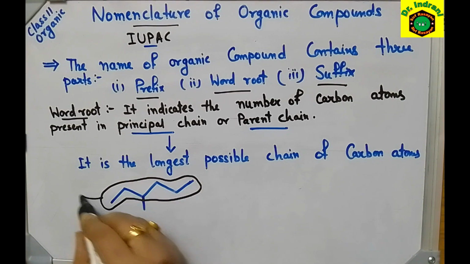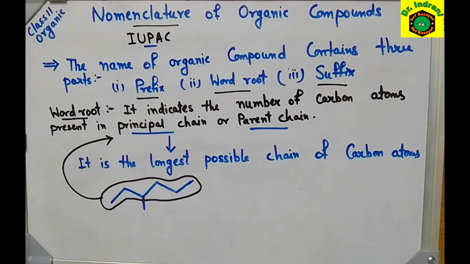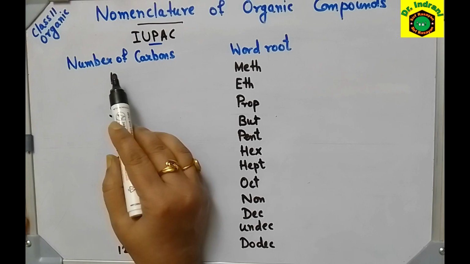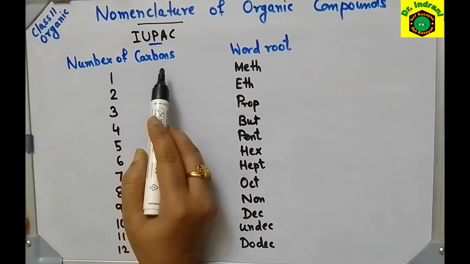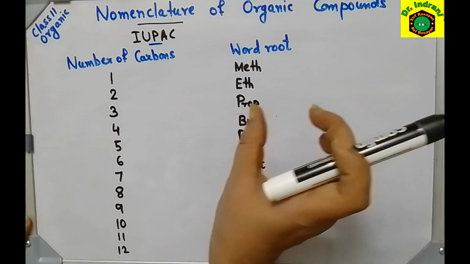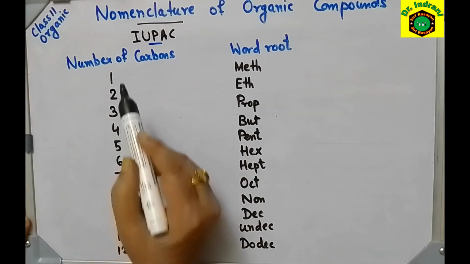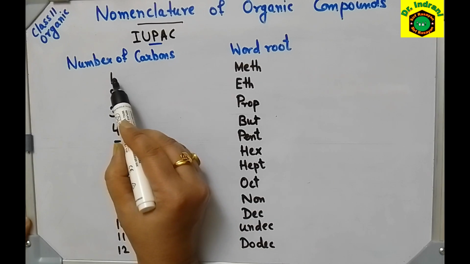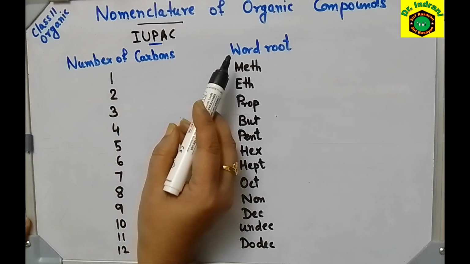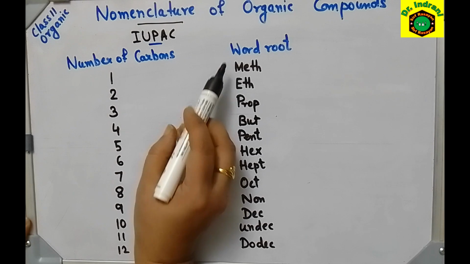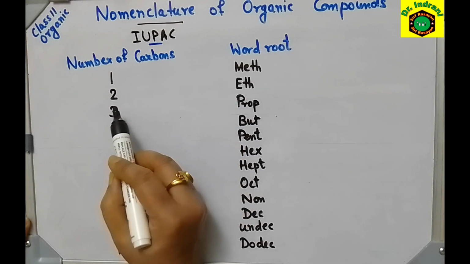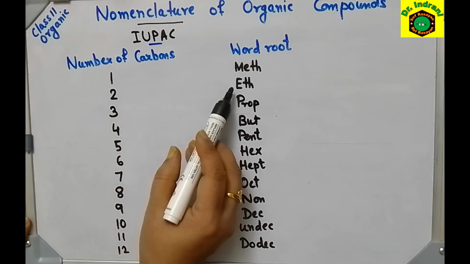And this is called your principal chain or parent chain. Now see here, I have written number of carbons in parent chain, and what word root you have to write for that, it is given here. So if in your parent chain 1 carbon is there, you have to use which word root? Meth, METH. For 2 carbon atoms, eth, ETH.